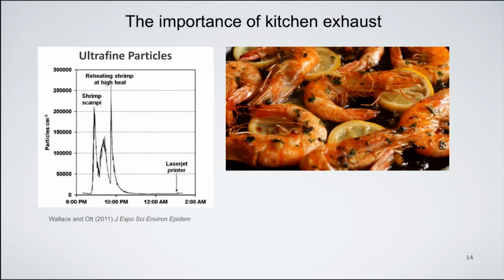And here you can see a graph from Lance Wallace's work, showing that if you make shrimp scampi, you're going to make a big increase in the particle level in the house. And if you reheat it, you might make an even higher spike in the concentration of particles in indoor air. For comparison to other known sources of particles in indoor air, you put in a little laser jet printer. And you can see that Lance operating his laser jet printer produced just a tiny little bump compared to what cooking up the shrimp does.